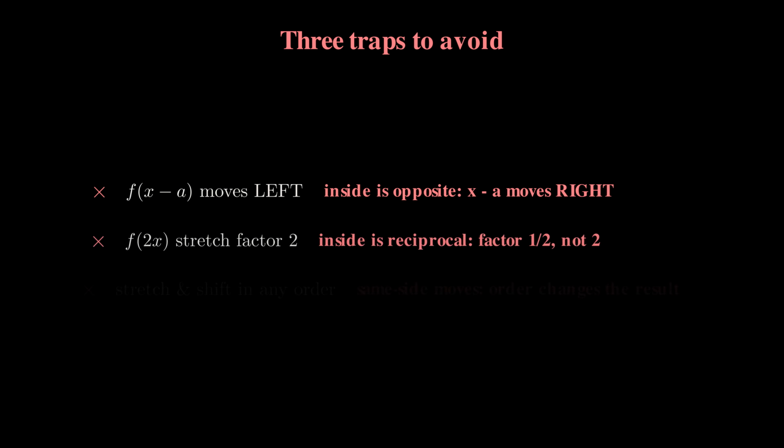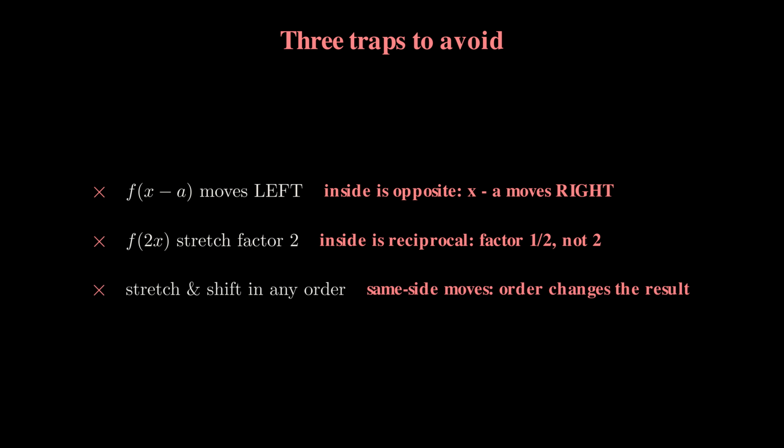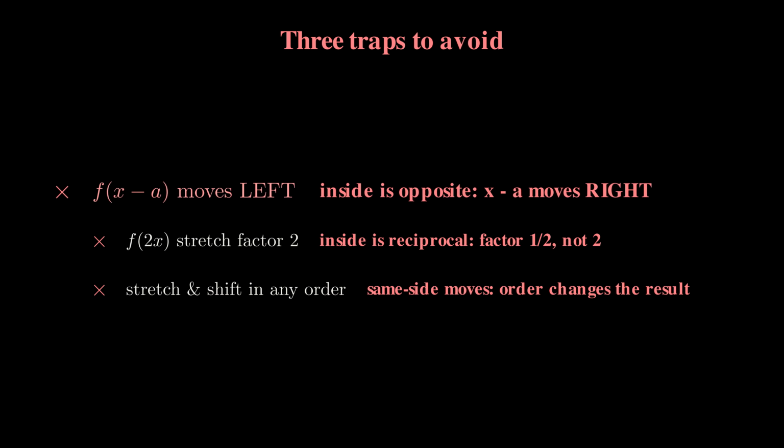And three. Applying a vertical stretch and a vertical shift, in whatever order feels easy. They act on the same side, y, so the order changes the answer, as our 0.5 versus 0.8 example showed. Dodge these three, and 2.11 is free marks. And that is SL 2.11, fully covered. And with it, topic 2, functions, is complete.